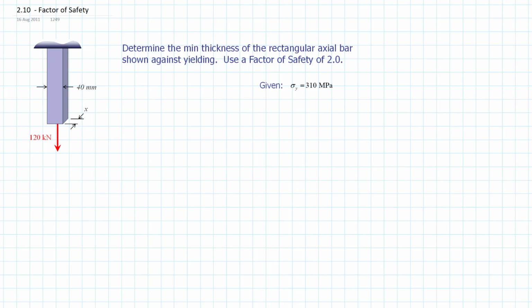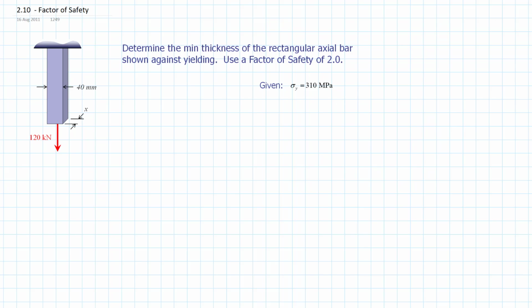So in this case, we've just got an axial rod, rectangular of some sort. It's 40 millimeters wide and it's got a depth of x shown. Basically what it says is we want to use a factor of safety of 2 against yielding, and we're given the yield capacity of the material, which is 310 megapascals. What we want to know is the minimum thickness or depth of x that we need if we want to resist a load of 120 kilonewtons.